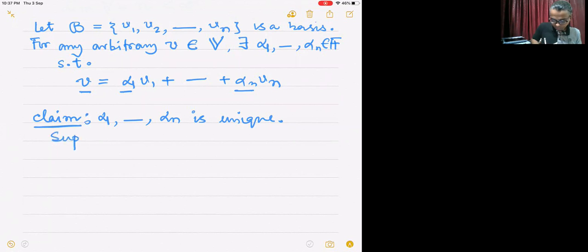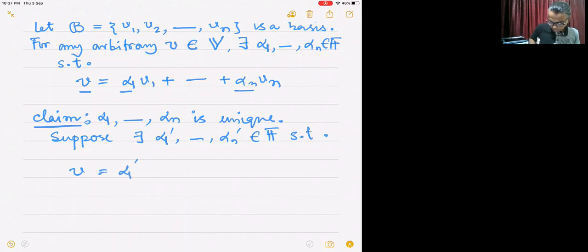Suppose there exists alpha 1 prime up to alpha n prime scalars such that the same v is equal to alpha 1 prime v1 plus ... up to alpha n prime vn. Suppose we have another linear combination like this. What happens then? Suppose this is my equation 1, this is my equation 2.